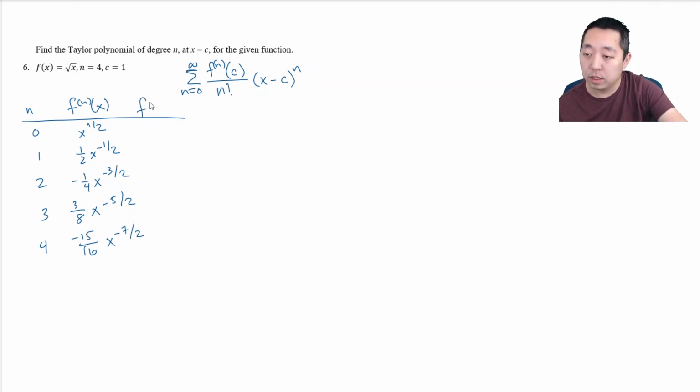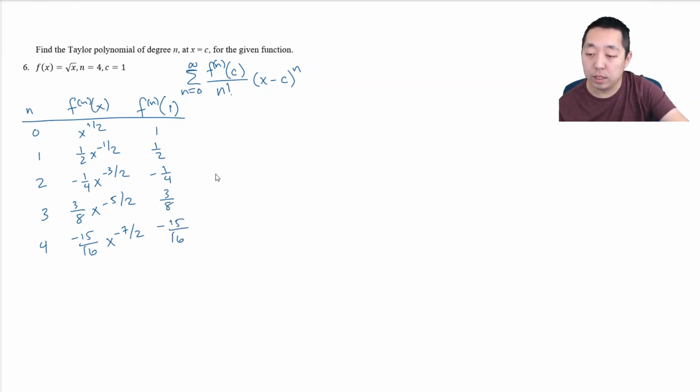And then we're going to evaluate this at c equals 1. So instead of 0, we're doing 1. So square root of 1 is just 1. 1 to the any power is just 1. So this would be 1, 1/2, negative 1/4, 3/8, and negative 15 over 16.